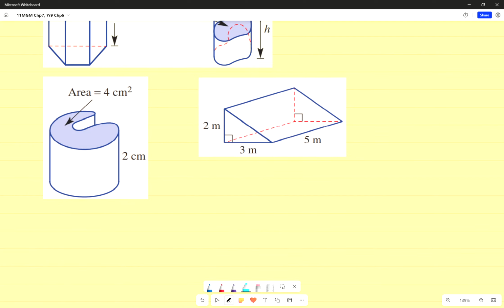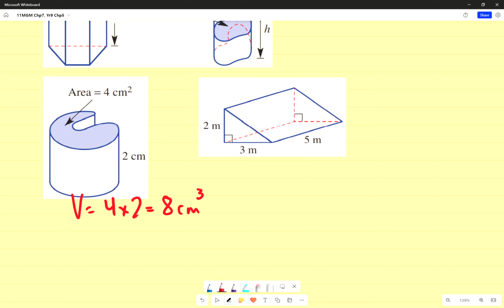The example on the left hand side is so easy. It's just, well, the volume is the area of the bottom, not the top, times by the height. Well, the area of the bottom times by the height means the volume. Volume is going to equal 4 times 2. 8 centimeters cubed. Done. That's it. Super easy. Anytime you're given an area on the top, you can multiply it by the height to get the volume.